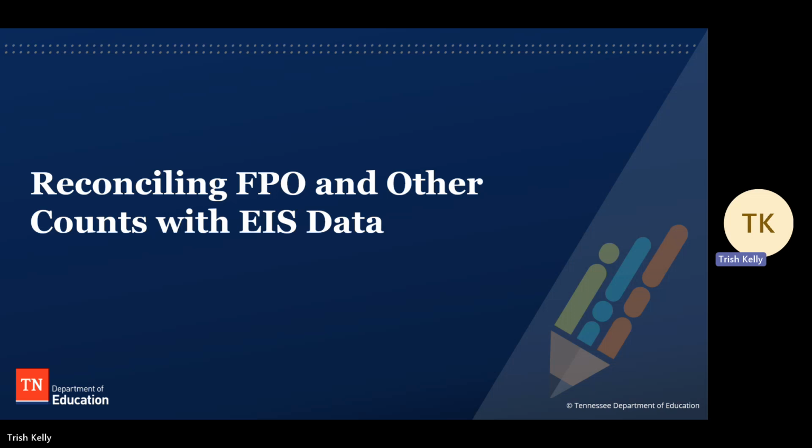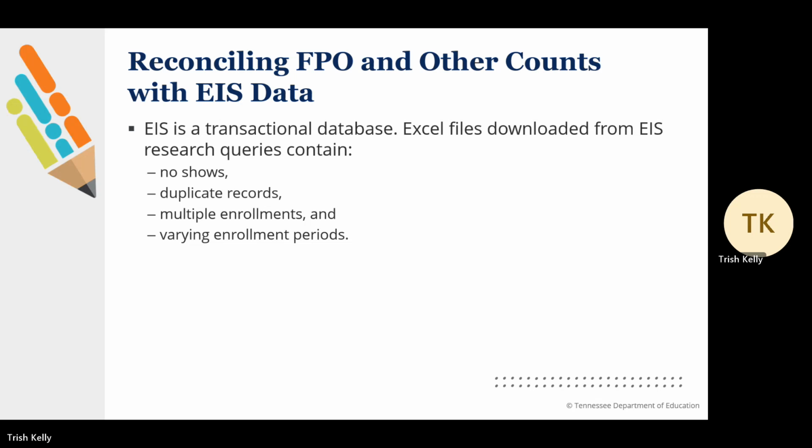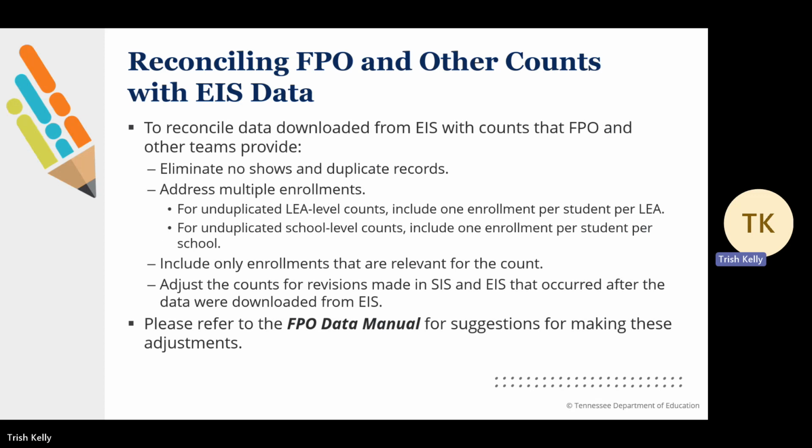Reconciling FPO and other counts with EIS data. You have to keep in mind when you receive those counts from FPO that the data will have been cleaned, whereas the data that you're downloading from EIS will include no-shows, duplicate records, multiple enrollments, and varying enrollment periods. As a result, to reconcile your data, eliminate no-shows and duplicate records and address multiple enrollments. For example, to produce an unduplicated LEA level count, include one enrollment per student per LEA. To produce an unduplicated school level count, include one enrollment per student per school.